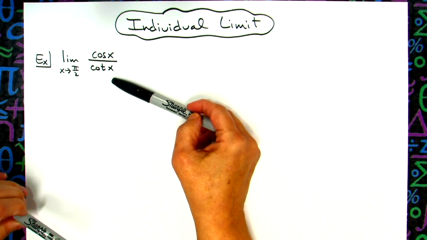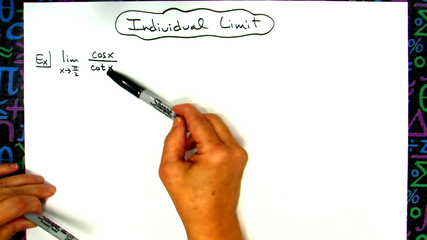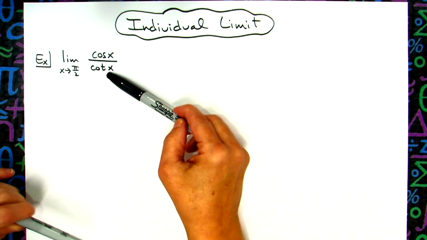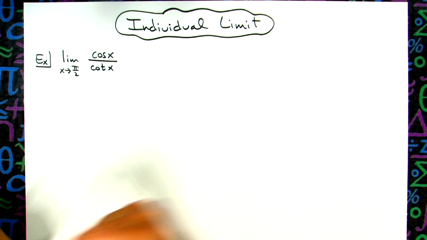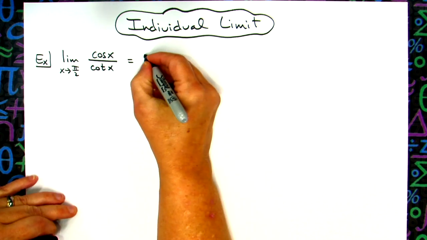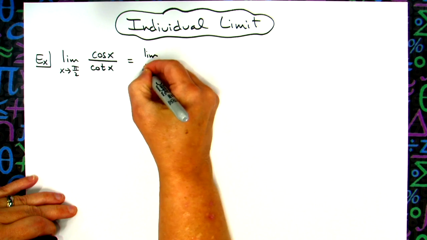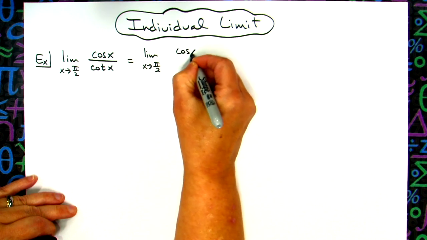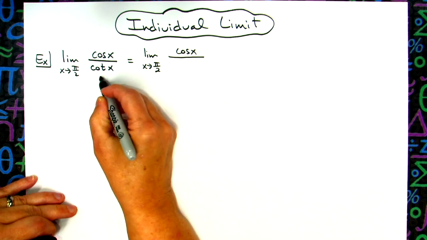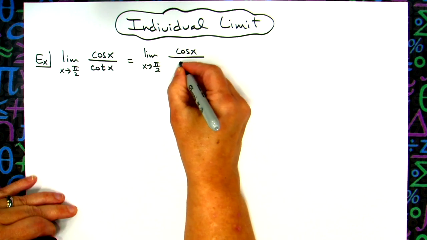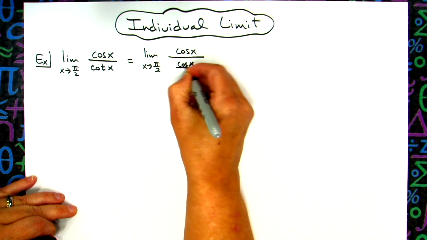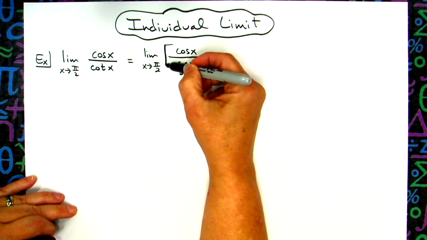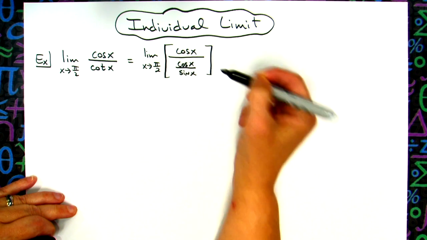Probably the easiest thing here is to take this cotangent x and do a trig substitution for that. We know that the cotangent of x is cosine x over sine x. So my next step is the limit as x approaches pi over 2. I'm not going to do anything with the cosine x on the top, but replacing cotangent with what that equals, it'll be a cosine x over a sine x. At that point, I'll put the brackets in here. I'm taking the limit of this whole entire quantity.